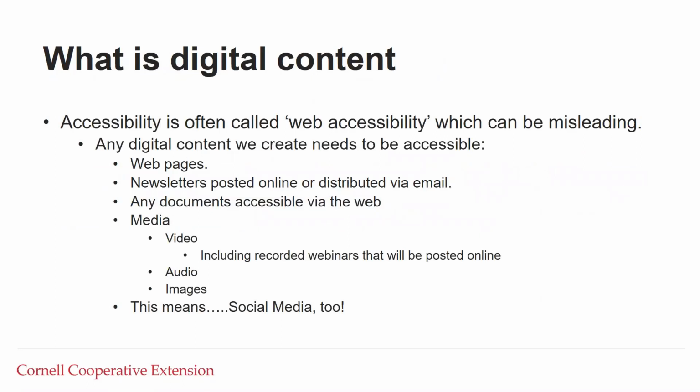When we talk about digital content, we want to define our parameters around that. Digital accessibility is often called web accessibility, which can be a little bit misleading. If you just think web pages, that's only one slice of what we're looking at. We also have to take into consideration newsletters that are posted online or distributed via email, and any documents that are accessible via the web. So you post a PDF, you post a Word document, those need to be accessible.